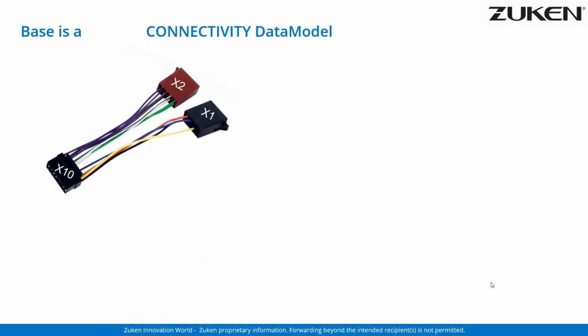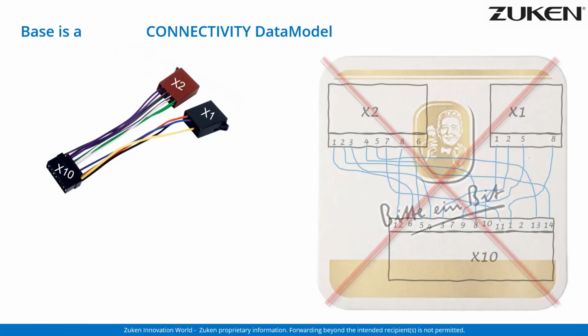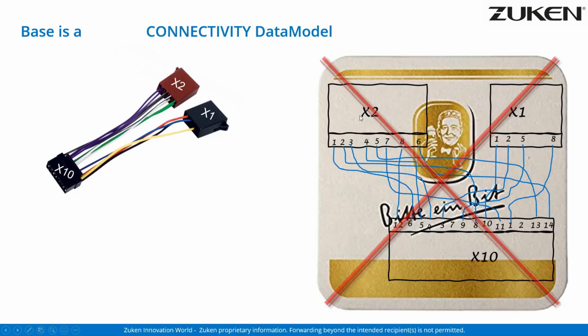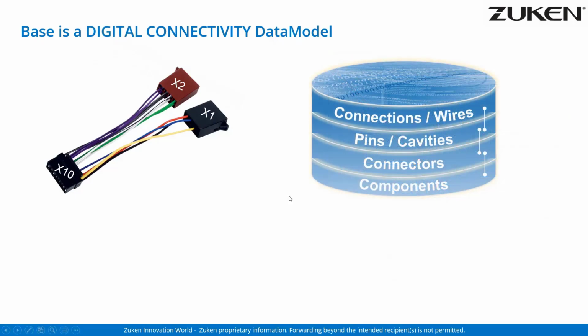The base is the connectivity data model, and for this we use this small example here, just 3 connectors and a few wires in between. To describe this connectivity as a data model, of course we could use this way. Okay, it's not a digital data model, even though it describes this connectivity. Maybe for this small example even sufficient. But for a digital data model, of course, we need to have a real data description, a dedicated description of all artifacts like the wires, like the pin cavities, connectors, etc. And we need to store in a digital way all the relations in between.